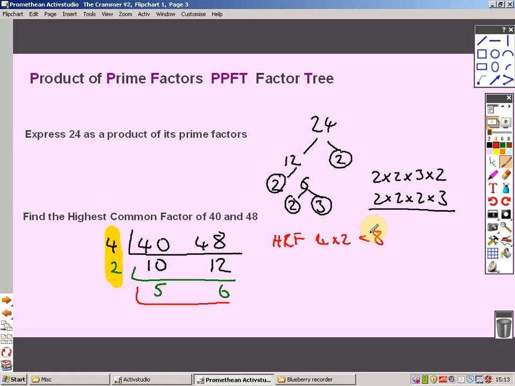I haven't asked you this time what the lowest common multiple is, but you may well get asked the lowest common multiple, and that is the L shape. So it's down there and across there, the last line you had there. So that'd be 4 times 2.